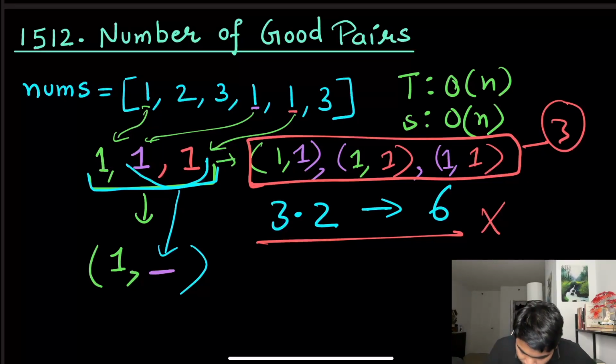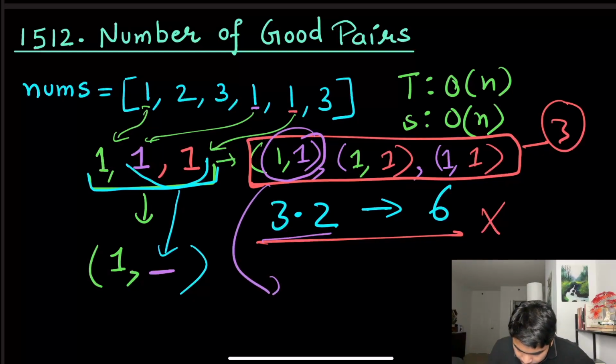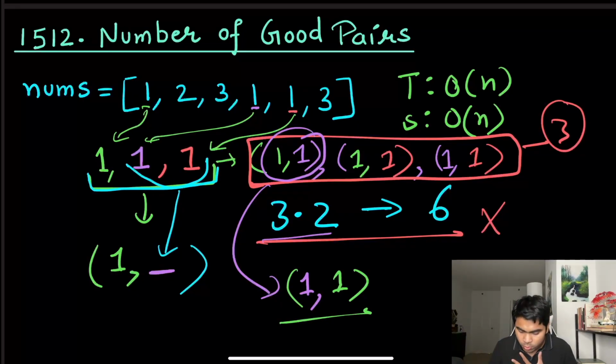The reason is, what this permutation has done is, it has also counted the flip, basically this version of these pairs as well, this version as well. So what we'll do is we will divide this by 2.